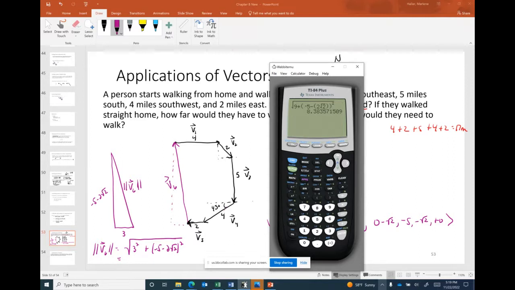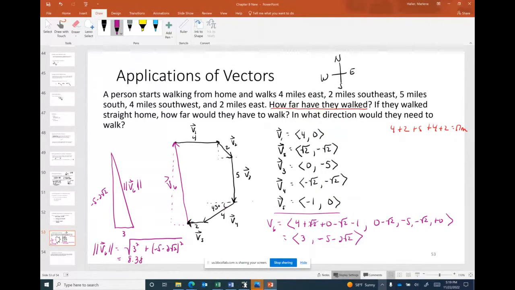All right, so there we have it. The magnitude of that vector is 8.3836. All right, so now what? Let's see. So that's how far this person would have to walk going straight home. 8.3836 miles. Okay. Now we have one more question to answer.